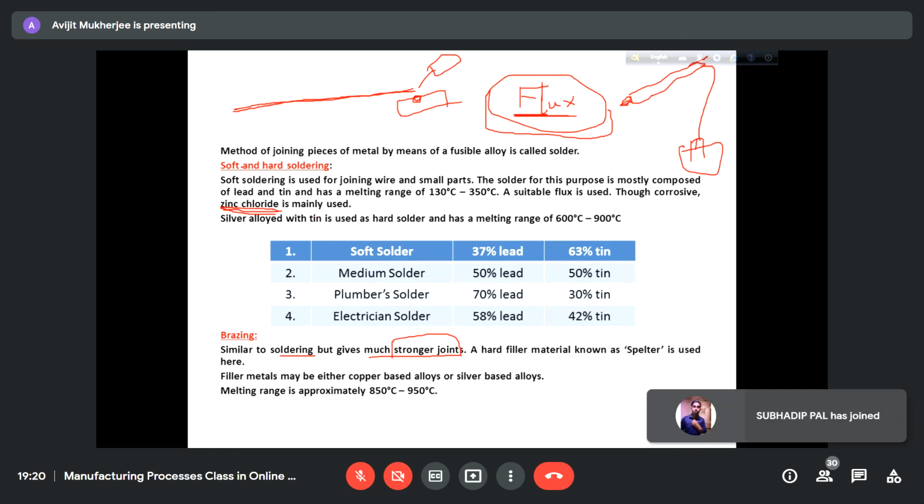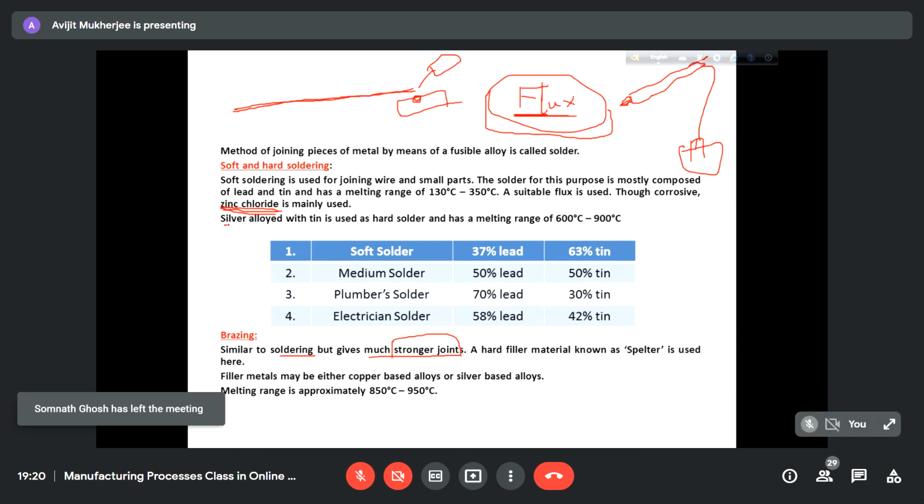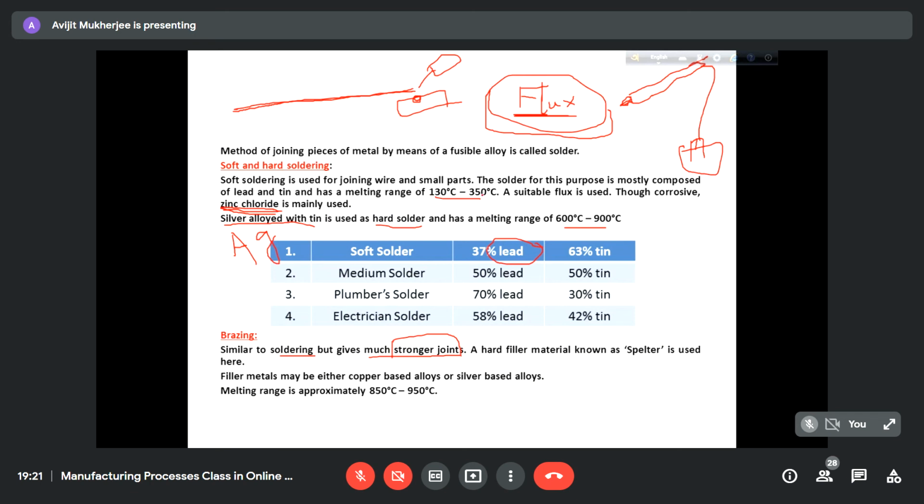And when the alloy is made with tin and lead, this is called soft solder. And when this alloy is prepared with silver, Ag, and tin, not lead, then it is used as hard solder. What is the difference? The melting range is now from 600 to 900 degrees centigrade instead of 130 to 350. So these are soldering. And brazing is also the same, but here it is used for mass production.